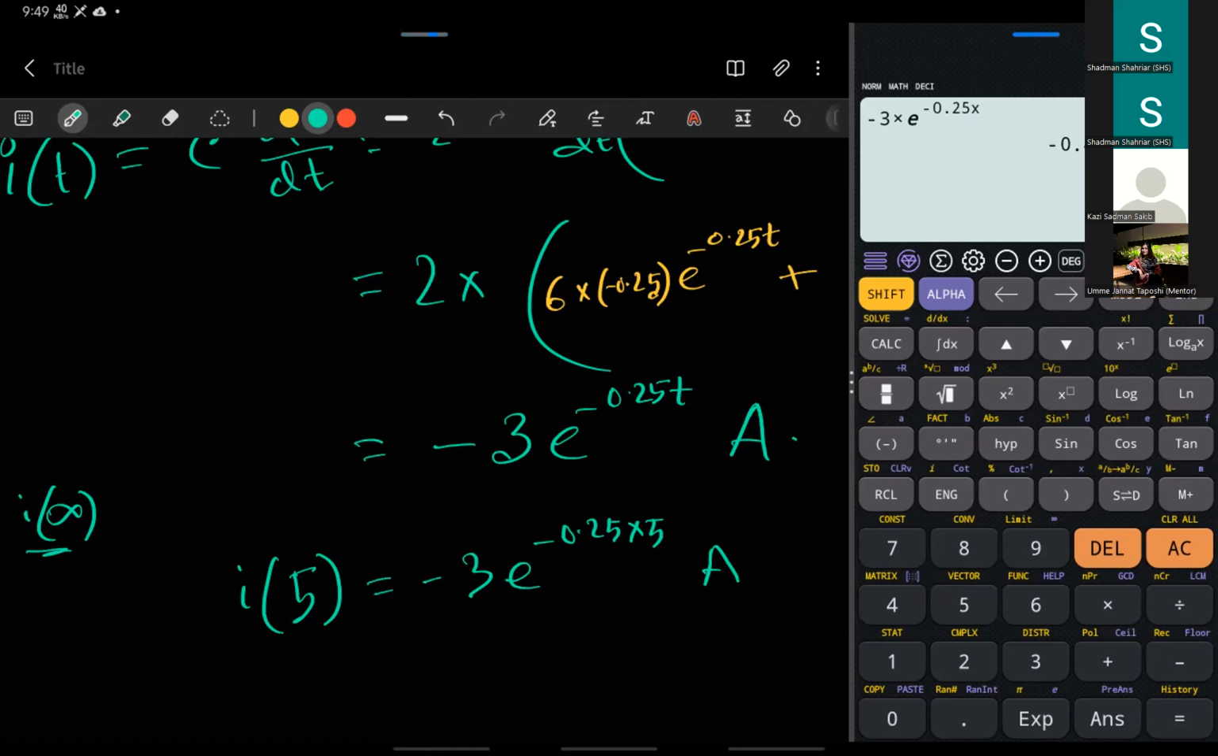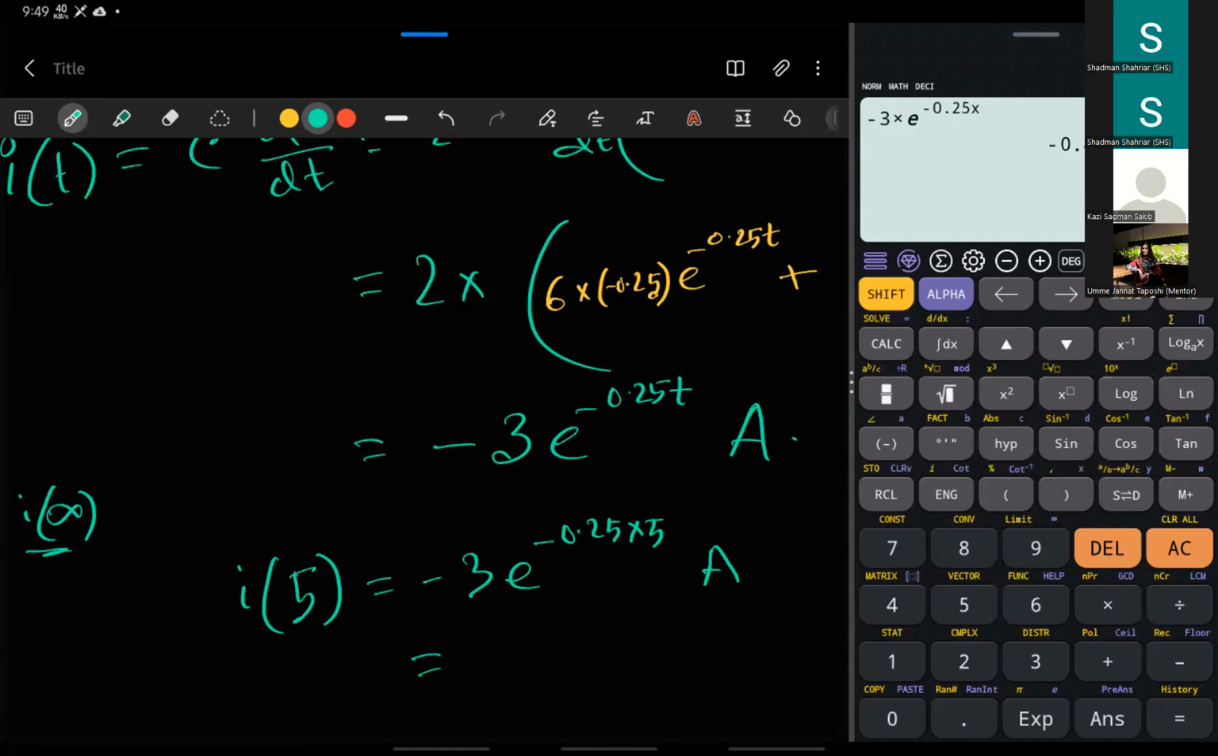So for example, I was trying to find the value of I0. I0 basically gives you minus 3, and I want to get the value of I infinity. Input infinity. Well, you probably don't have an infinity button on your calculator, so you can just put in a large value. So if you put in that large value, look, the value is basically 0. So this graph should start from minus 3 and end up at 0. It will try to reach 0.